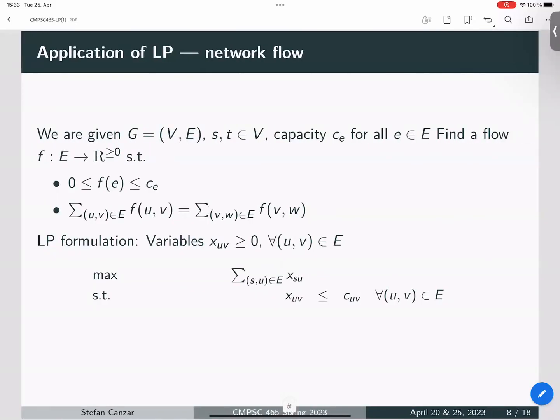And then we simply translate these 2 constraints one-to-one into linear equations or inequalities. The first one tells us that for every edge in our network, the flow has to be at most the capacity of this edge. So x is smaller or equal than c_uv. This is the first class of constraints.